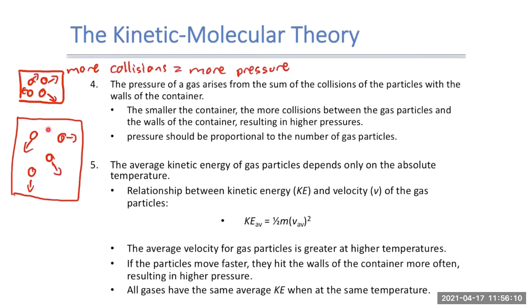Less collisions equals less pressure. And so our pressure is actually proportional to the number of gases. And we can use the ideal gas law to see this proportionality.